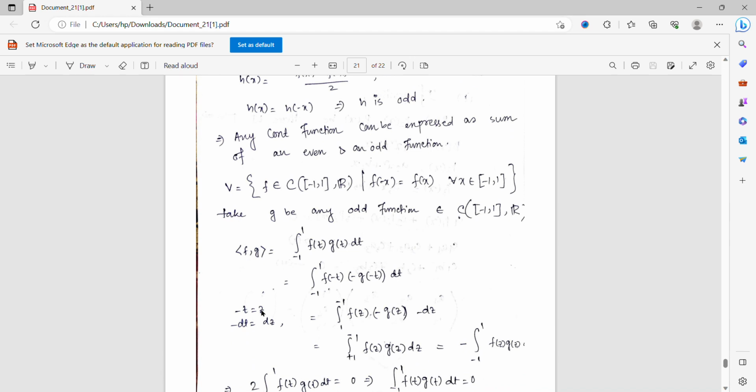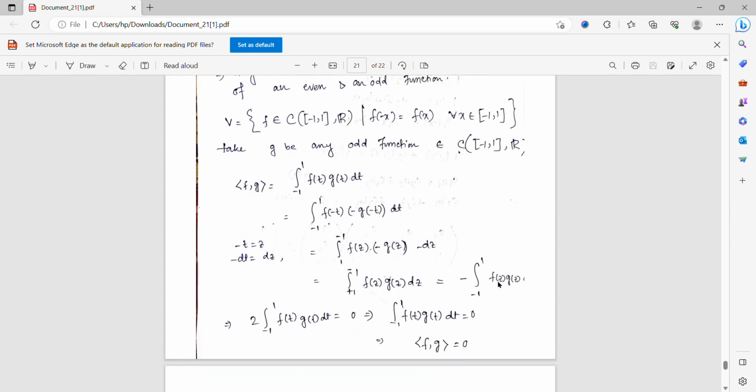Now take -t equal to z, then -dt equals dz, and the limits will interchange, from 1 to -1 of f(z) times minus g(z) times minus dz. So basically it is plus the integral from 1 to -1 of f(z) g(z) dz, which is minus the integral from -1 to 1 of f(z) g(z) dz. So I can have this one equal to this one, and both are the same, right? So 2 times the integral from -1 to 1 of f(t) g(t) dt equals 0, which implies the integral equals 0. So the inner product of f and g equals 0.